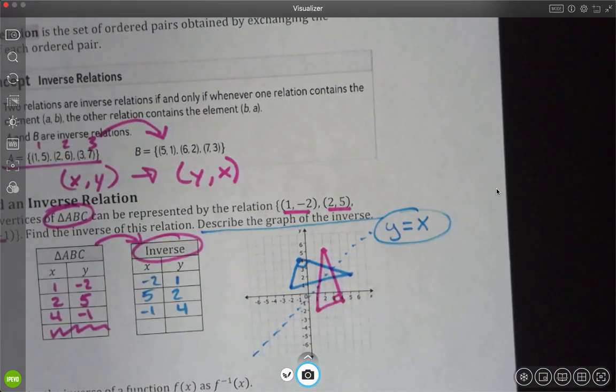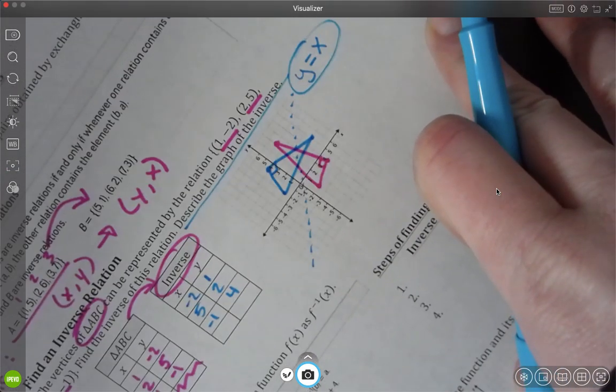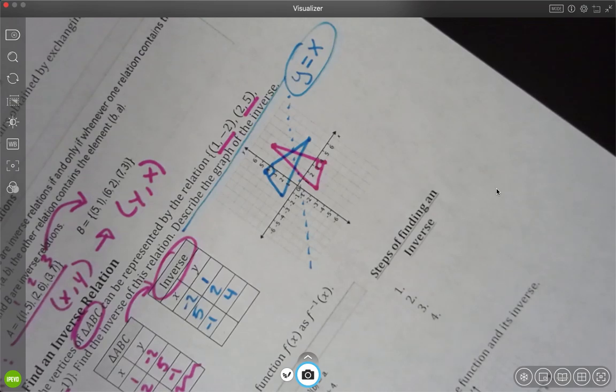So every single time, no matter what, if I'm doing an ordered pair, or a function or something, when I graph them, they will always look like they're reflected across that imaginary dotted line. And the equation of that dotted line is y equals x. Okay, we'll do another example and I'll show you. If I put that dotted line straight up and down, it should look the same on both sides.